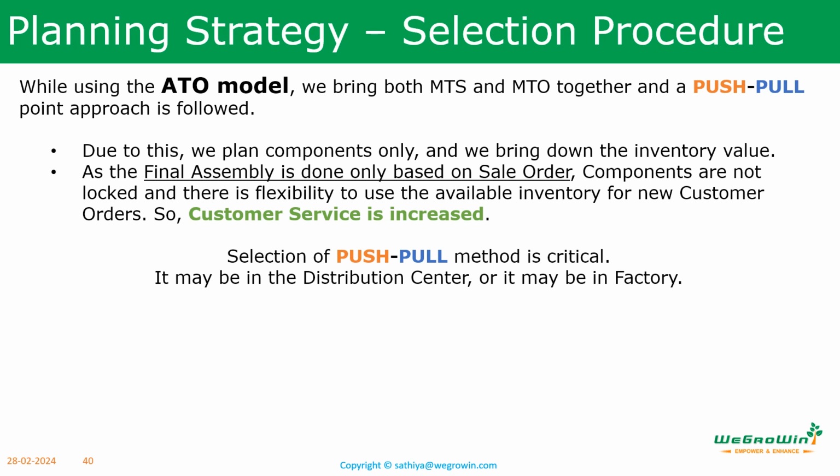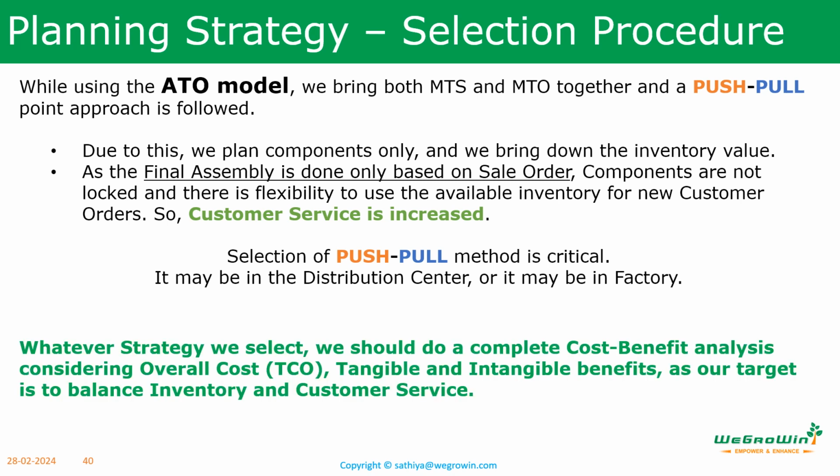While using assemble to order, we bring MTS and MTO together, which creates a push-pull model. Due to this, we plan components only and bring down the inventory value, and the final assembly is done only for the sales order we get from the customer. So the components available in stock are not restricted to a finished product or to a specific customer. They are available, which gives good flexibility. Also, selecting the push-pull point is very important. It may be a distribution center, it may be a factory, and which product point we select, that's very important.